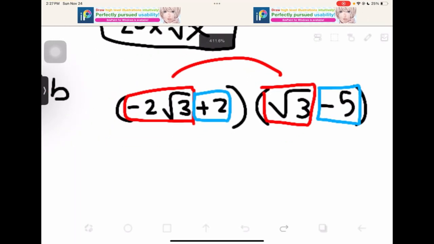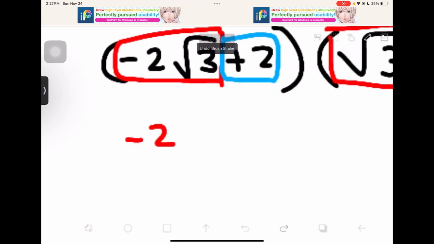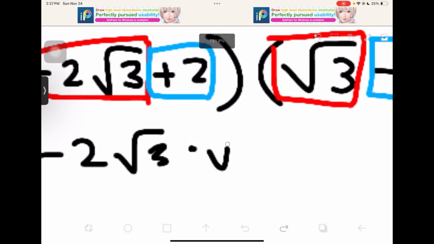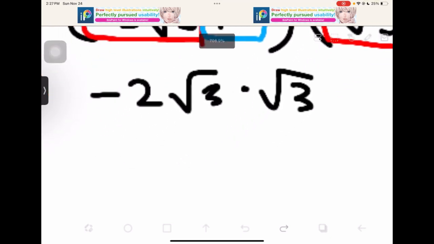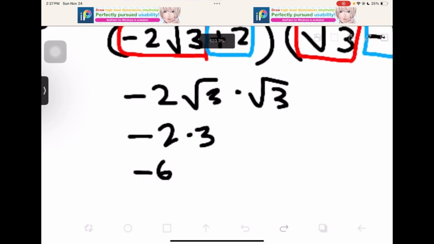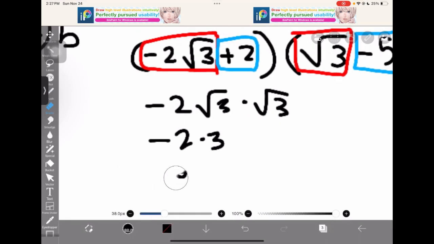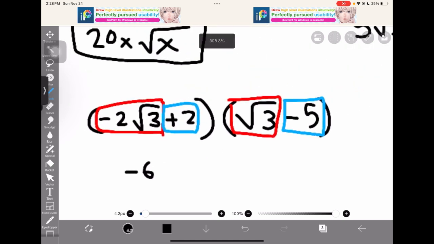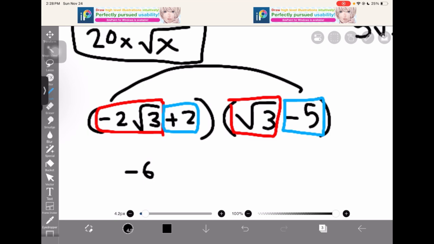First, negative 2 square root of 3 times square root of 3. Sorry. Negative 2 square root of 3 times square root of 3 is just, that's going to be 3 times negative 2, or just negative 6. So we just erase all of this. So the first term is going to be negative 6. Then negative 2 square root of 3 times negative 5.